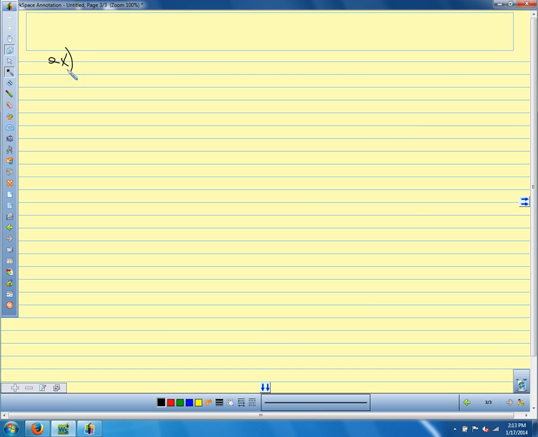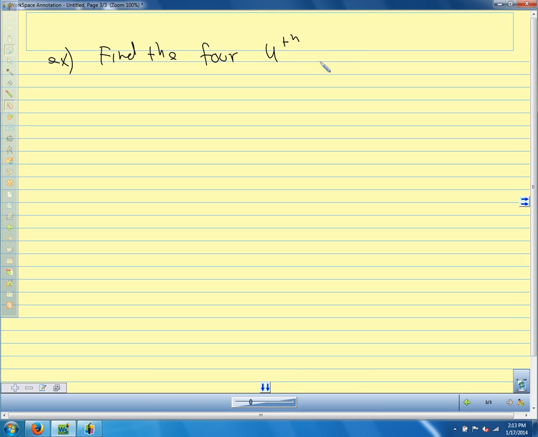All right. So let's find the fourth roots of 16. We could think of this as a 4th degree polynomial, x to the 4th equals 16. So it should have 4 solutions.